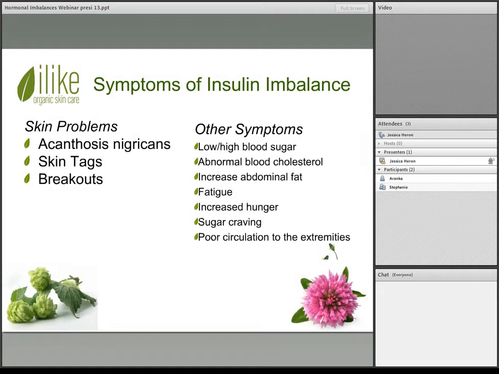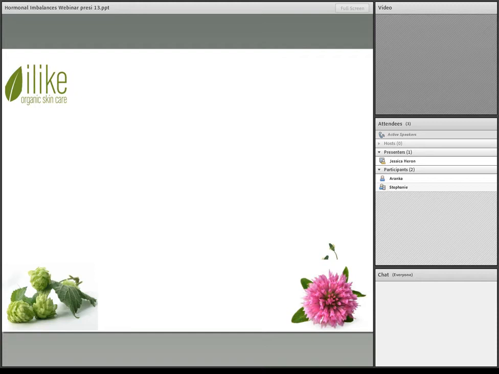Poor circulation to the extremities, and also people who have diabetes are noticing very poor circulation in the digits, like the fingers and the toes. And it can also become a dangerous problem, possibly at risk of losing limbs. Also the polycystic ovarian syndrome, which we just discussed.